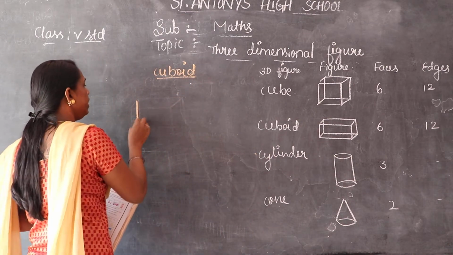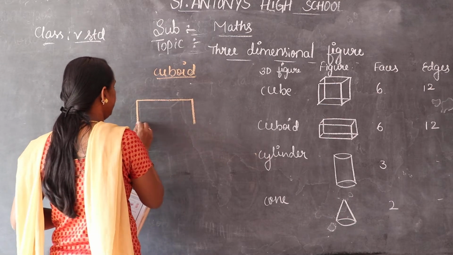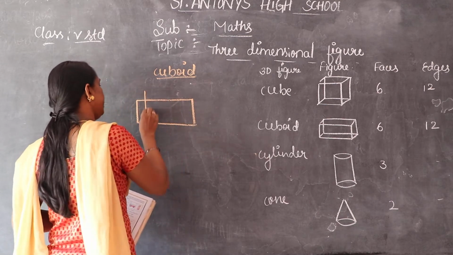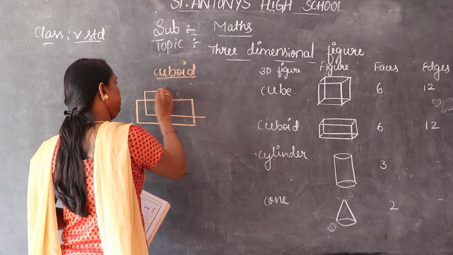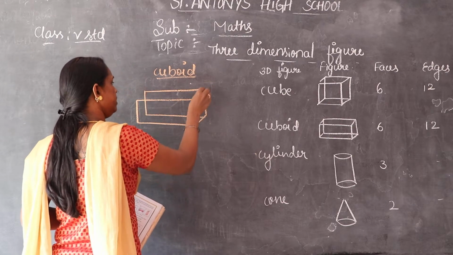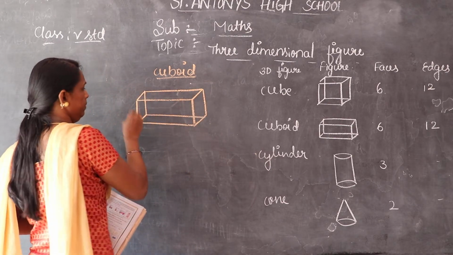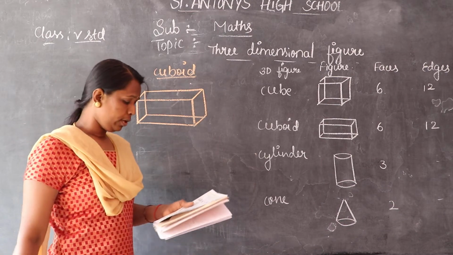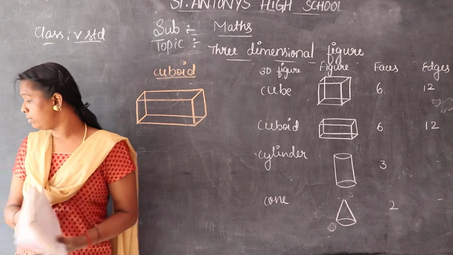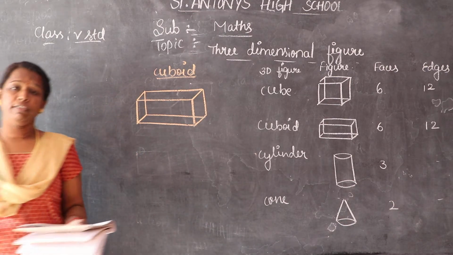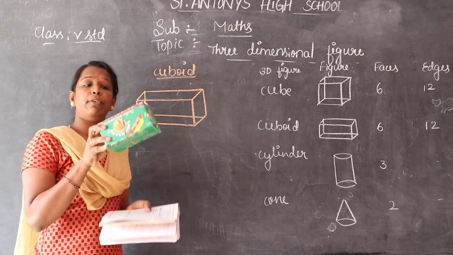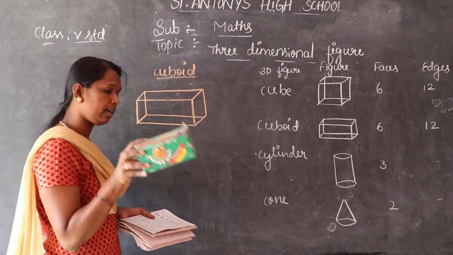So how can we write? First, write down the rectangle. So one more rectangle. Join these edges. Okay, this is called a cuboid. When we see the object from this angle, this is one of the examples for a 3D cuboid.